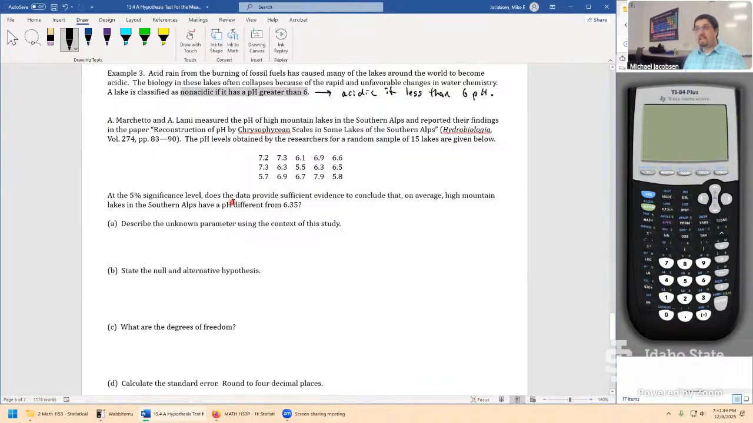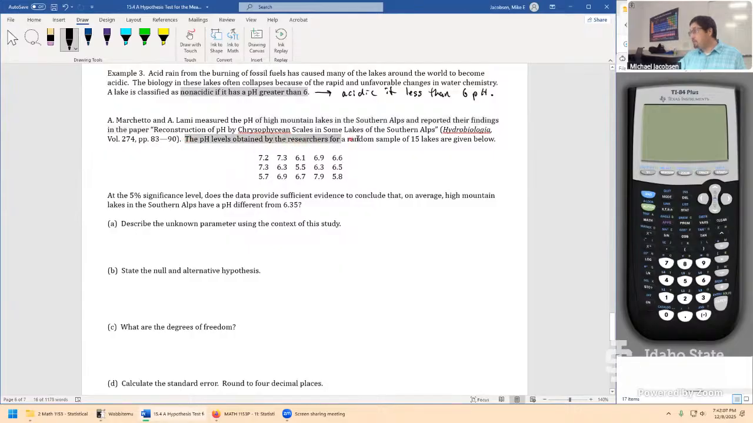So here's the next thing that happens. Here's the refined context. We have a study, we have some raw data. So these gentlemen, A. Marchetto and A. Lamy, measured the pH of high mountain lakes in the Southern Alps and reported their findings in that paper. Now, I think we looked into this data once before, but I don't think we did anything too heavy with statistical inference. This is maybe just looking at a histogram. So here's pH of high mountain lakes, specifically in the Southern Alps.